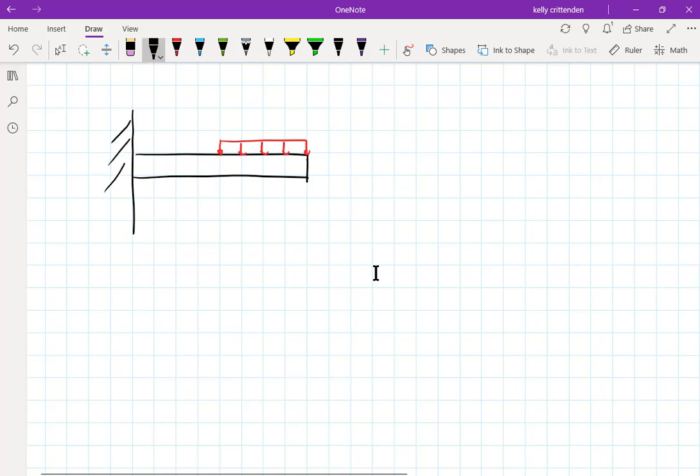So this one, you could make a really quick approximation by lumping the distributed load and putting a point load there and doing what we just did, right? So you could do that. That's not exactly the best way to do it, but you could do this.